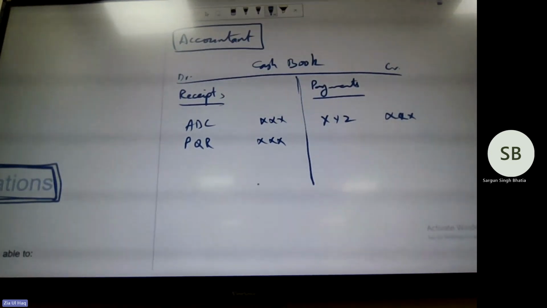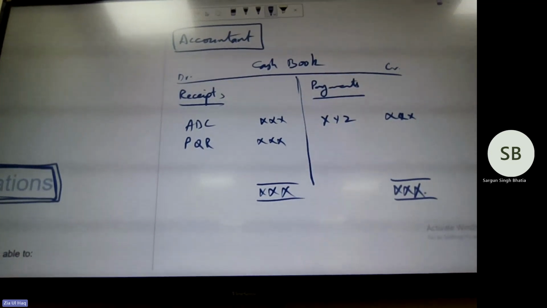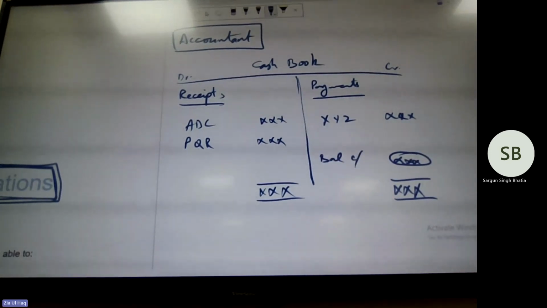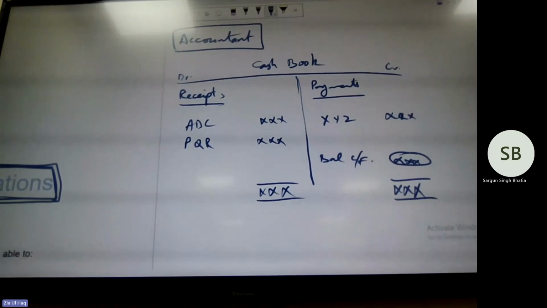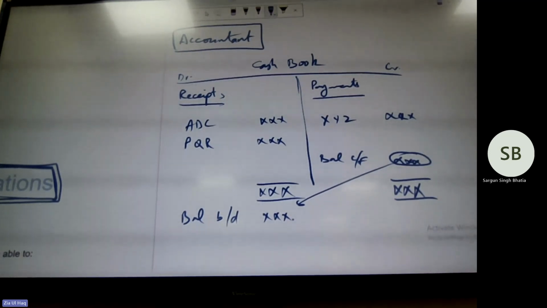And at the end of the month, what we will do is sum up this ledger. As cash is an asset, normally the balancing figure will come over here. That we will call balance carried forward. And this will be transferred to here as a balance brought down for the next period's cash book. So can you understand this concept?